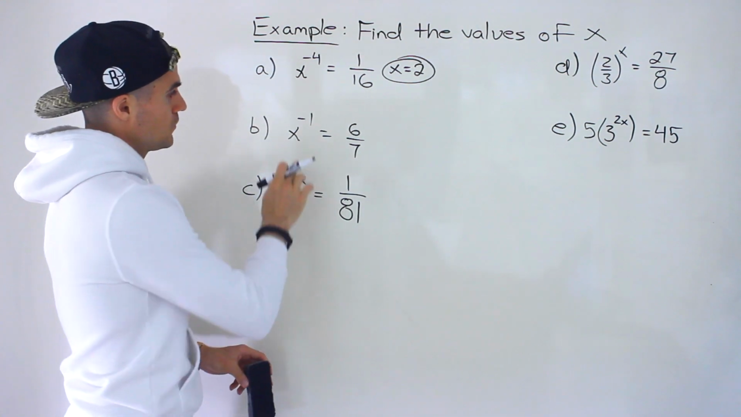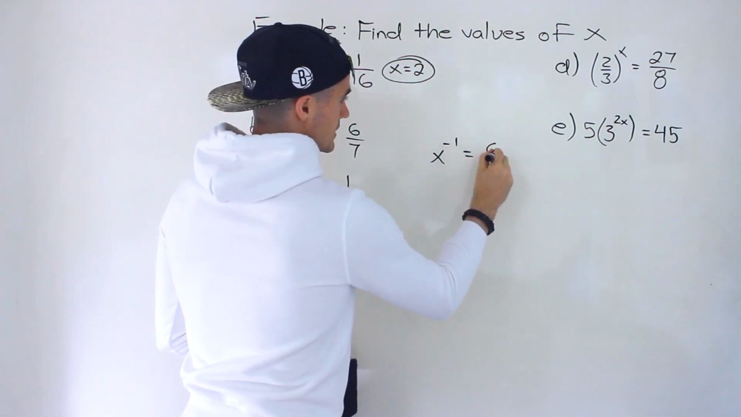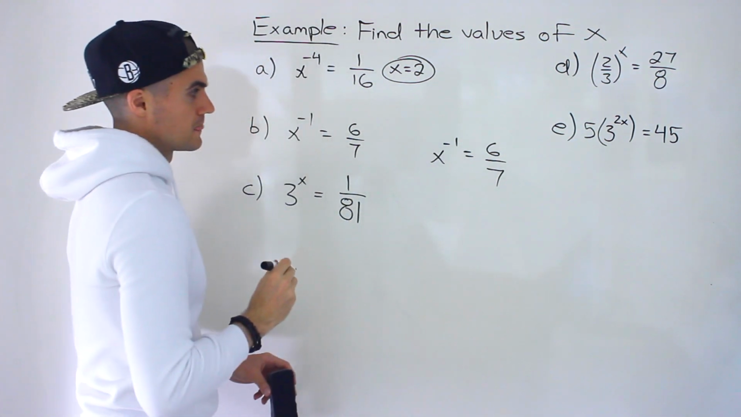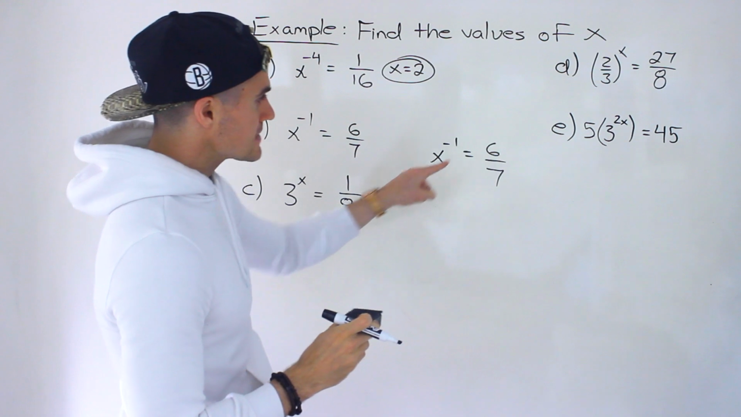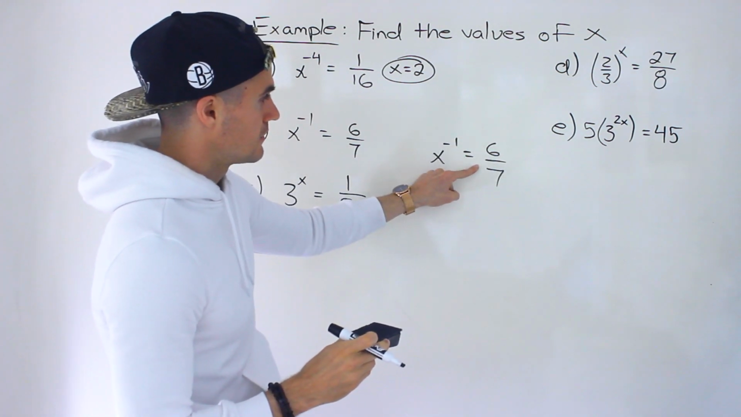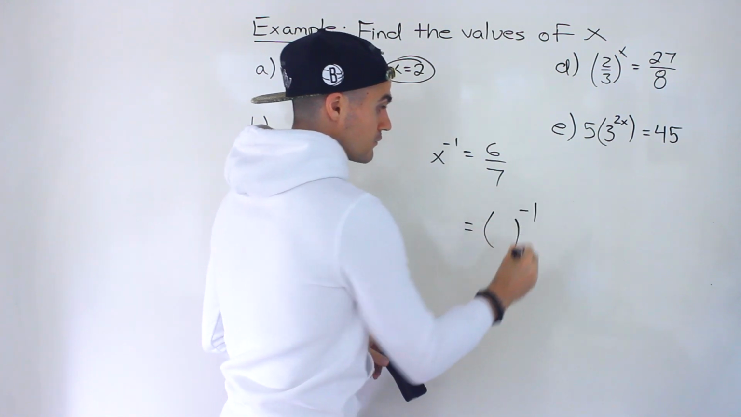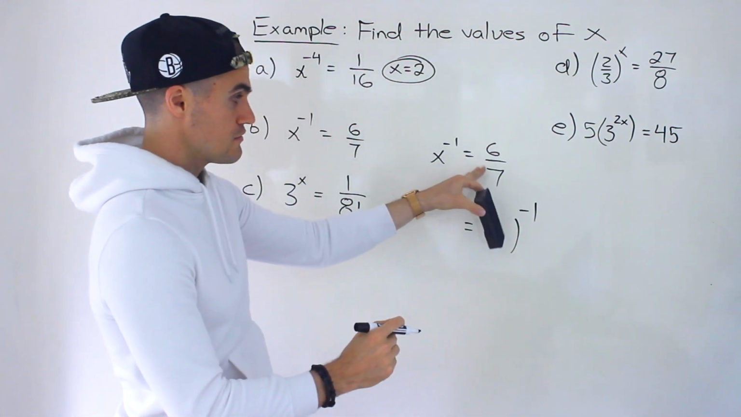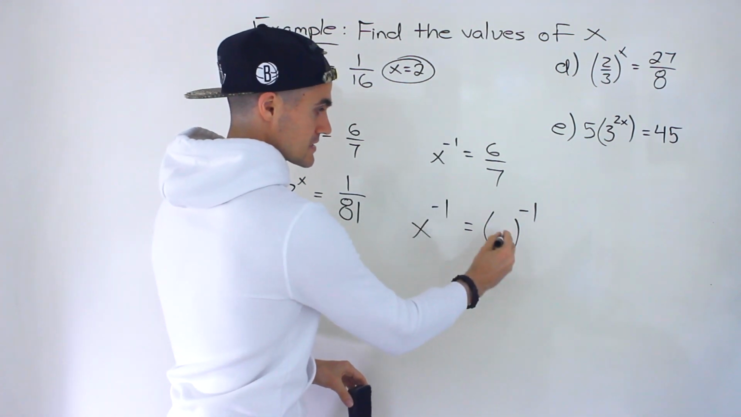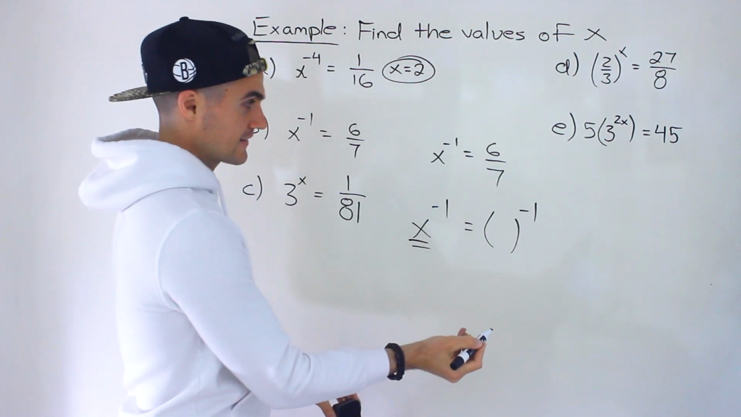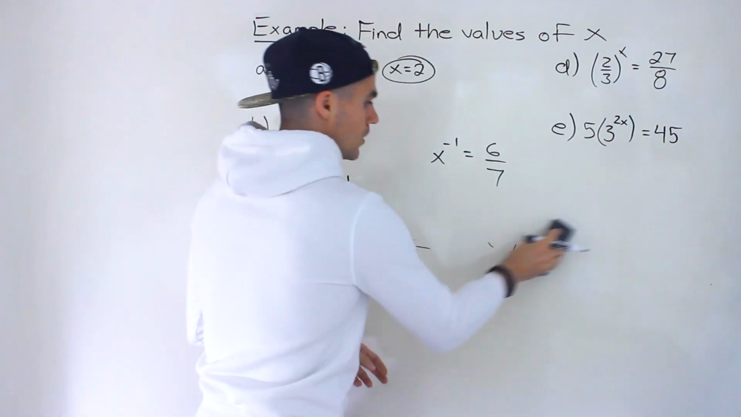Now in part B, we have x to the negative 1 equals 6 over 7. So the question here is, how can we take this right side and make it be something to the power of negative 1? Because if we can take this and convert it to this format, well then whatever that something is in the bracket, that's going to be the x value, right? So we've got to try to take this, put it in this kind of format.